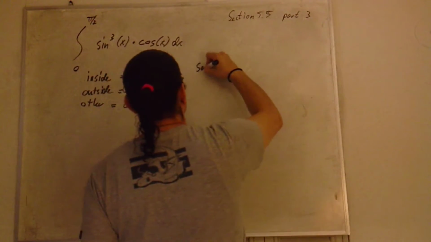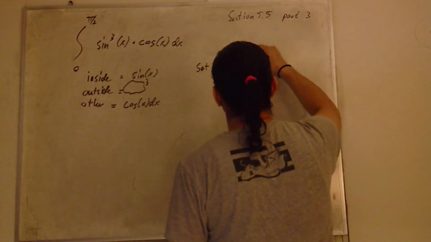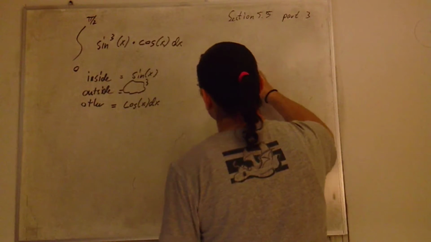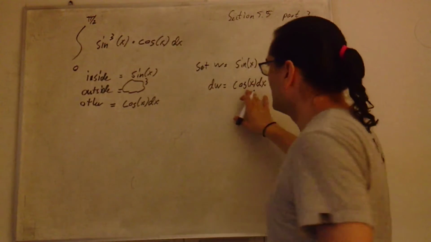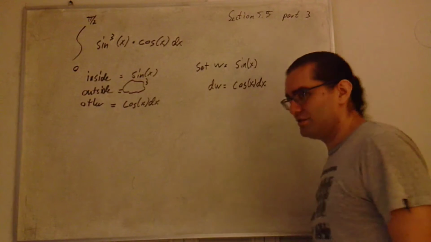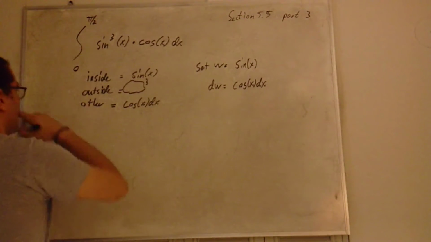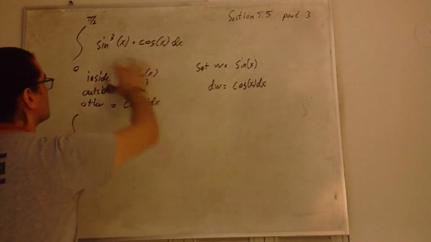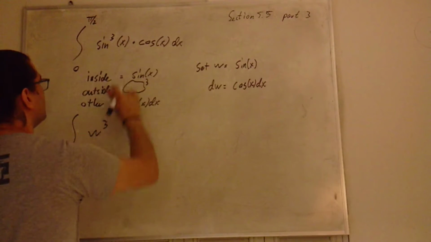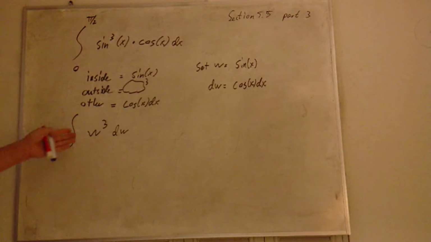So we set w equal to the inside, which is sine x. We find dw, which is cosine x dx. These things match very nicely, so we don't have to worry about that. We can just do a straight substitution. And so now we have the integral. When we substitute this, sine cubed is going to become w cubed. Cosine x dx is going to become dw. This is the integral we're left with.